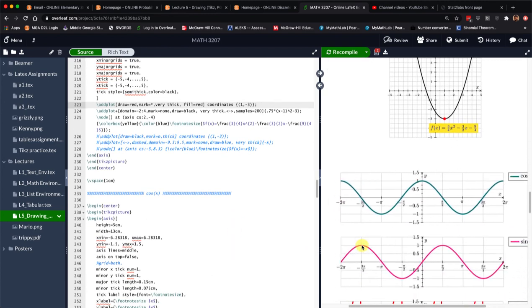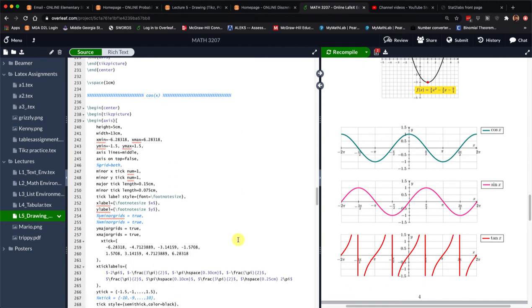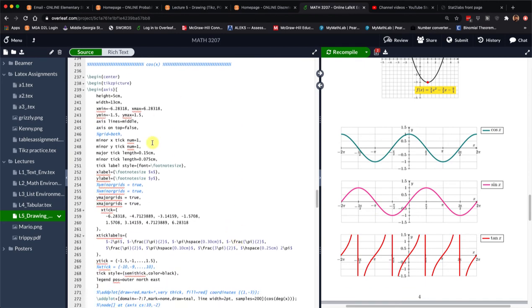Here we got a little fancy with the cosine and sine and tangent functions. So I'll let you guys look through this, but for my cosine of x function I had to get a little bit fancy with the labels to get the pies and everything in there. So you'll see that I made my height 5 and my width 13 because I wanted it to be sprawled out after begin axis here. Then I set my x-min and x-max to negative 2 pi to 2 pi, and my y-min and y-max at negative 1.5 to 1.5.